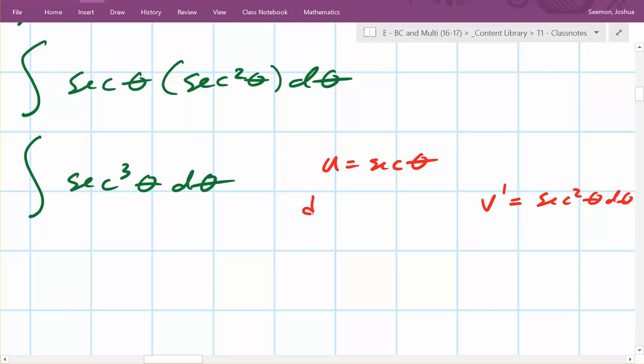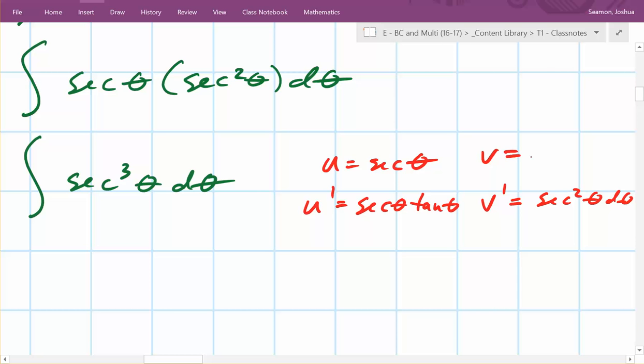So what is du going to be? Or sorry, u prime. What is u prime going to be? Come on, you know what it is. What's the derivative of secant? No, the derivative of secant is secant tangent, everybody. You just have to know that.